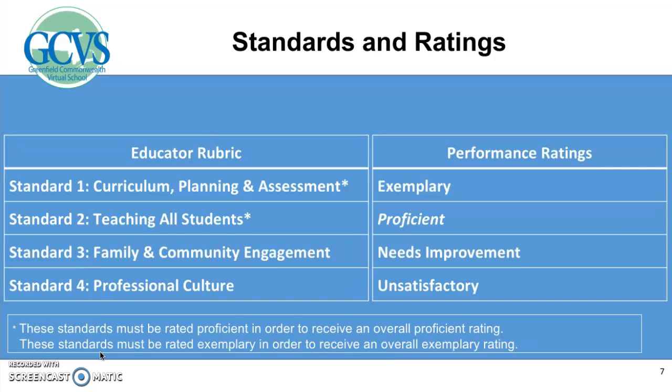Notice that in order to receive an overall rating of proficient, both standards 1 and 2 must have that rating. In order to receive an overall rating of exemplary, both standards 1 and 2 must be rated as exemplary.